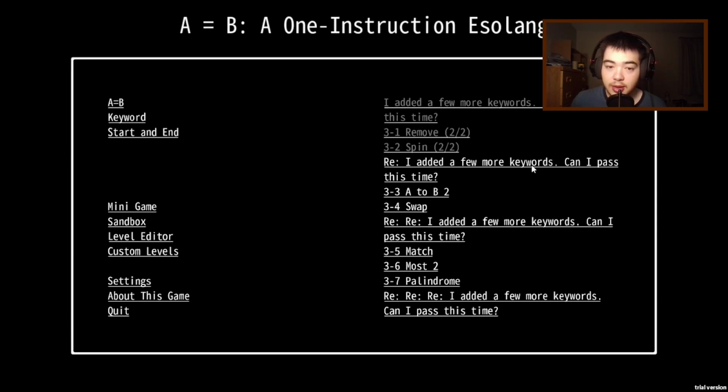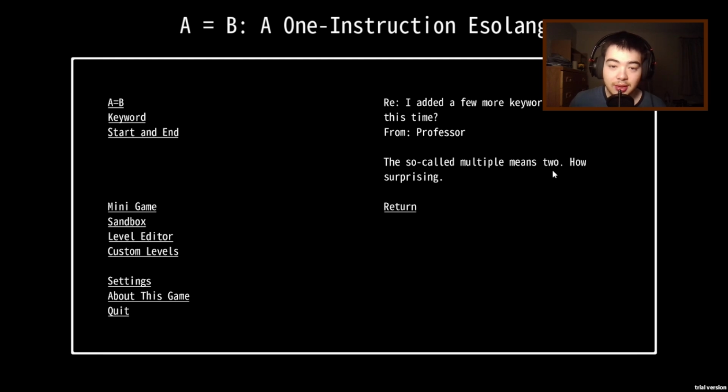I added a few more keywords. Can I pause this time? The so-called multiple means 2. How surprising.